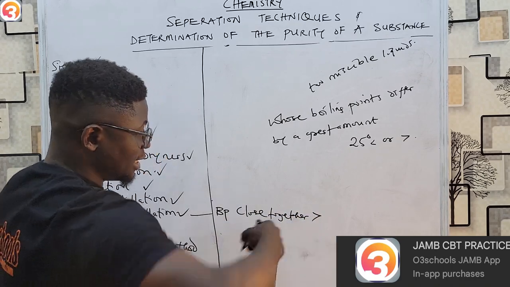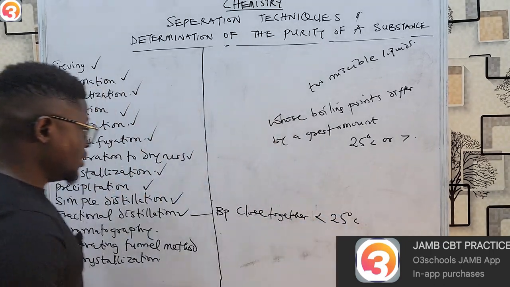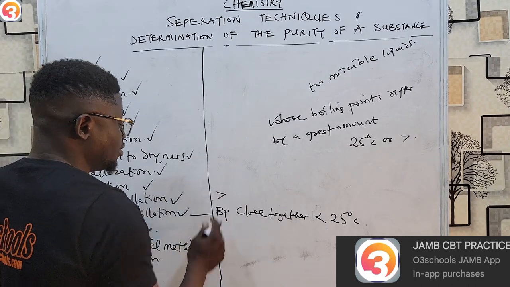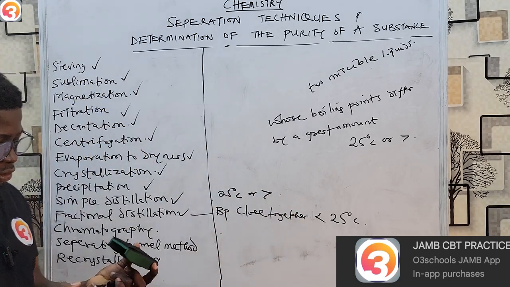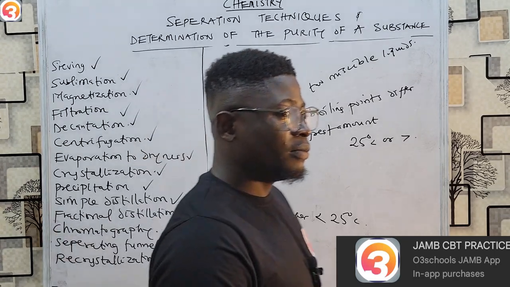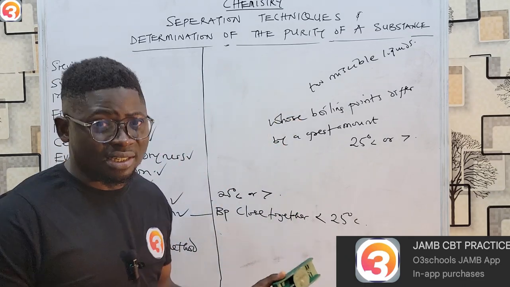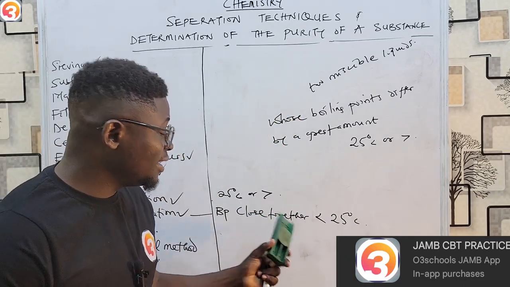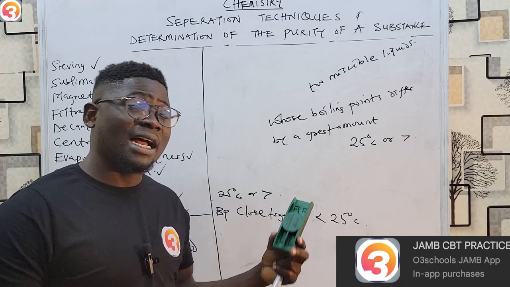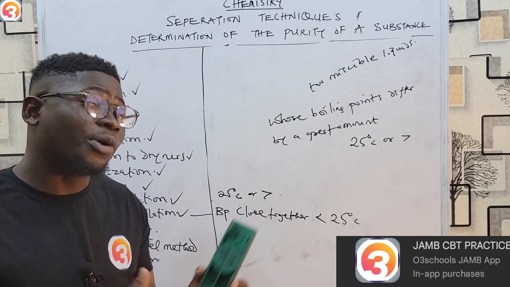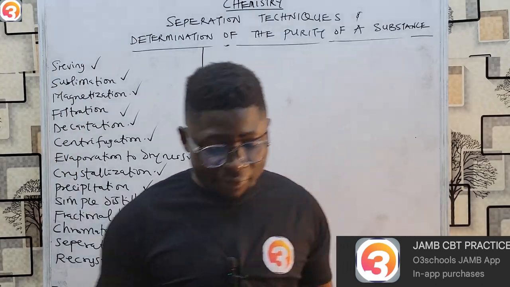That is less than 25 degrees Celsius. But for simple distillation, it is 25 degrees Celsius or greater. So you must take note of those two. Do not get confused that they do the same thing; the temperature is what differentiates them. If their boiling points are close together, less than 25 degrees Celsius, you use fractional distillation. But if it is 25 degrees Celsius or greater than 25 degrees Celsius, then you use simple distillation.